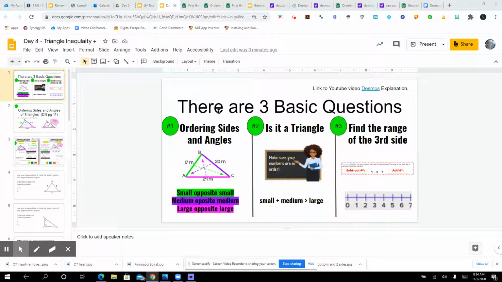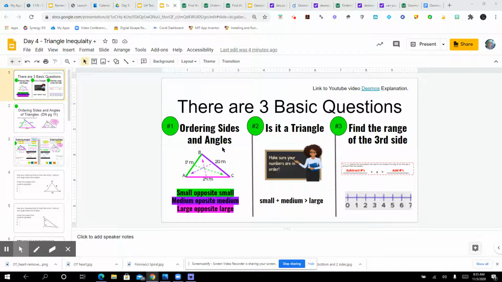Hey guys, our lesson for today is these three basic questions. One, ordering sides and angles in any triangle; there's some patterns. Two, is it a triangle? If I give you three sides, do they make a triangle? And three, finding the range of the third side if I only give you two sides.